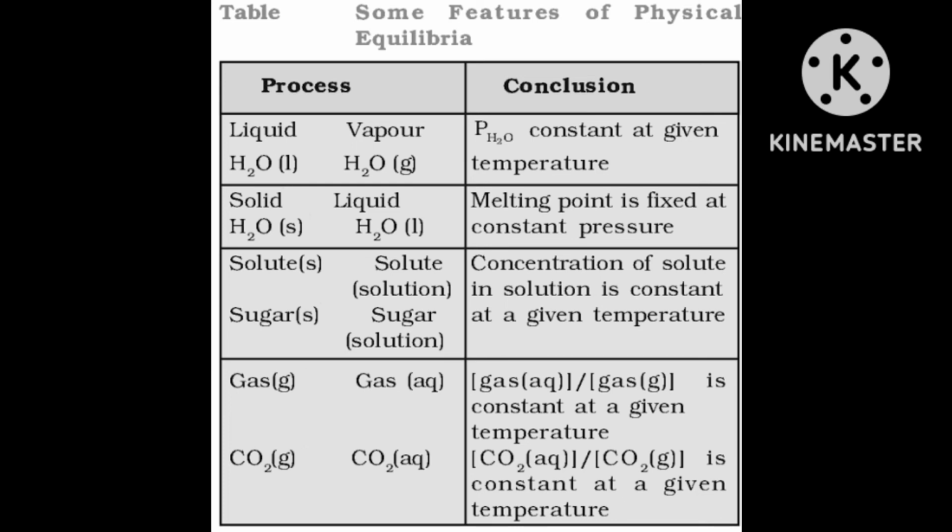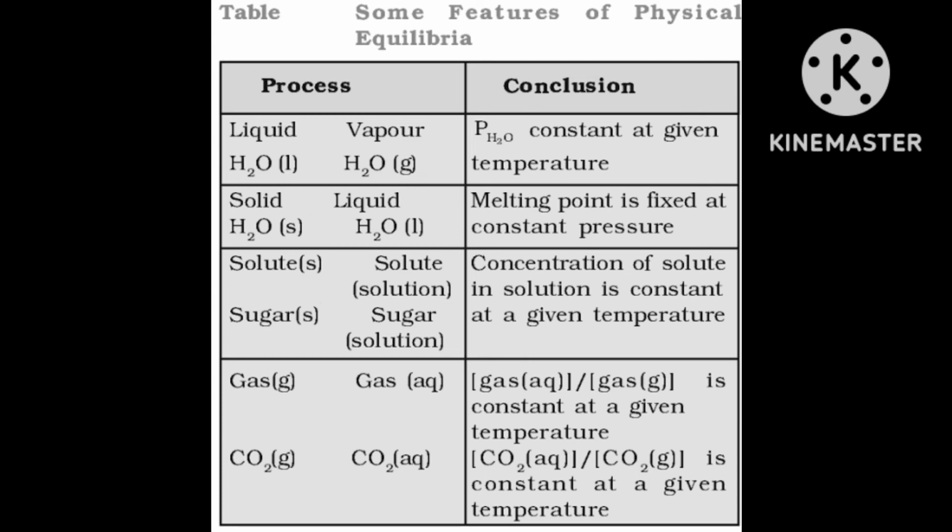If there is no exchange of heat with the surroundings, the mass of the two phases remains constant. That means the container should be closed. If there is no exchange of heat with the surroundings, then the masses of the two phases, solid and liquid, remain constant.